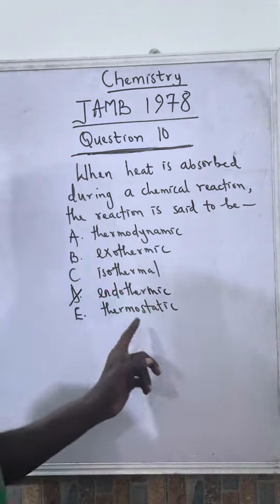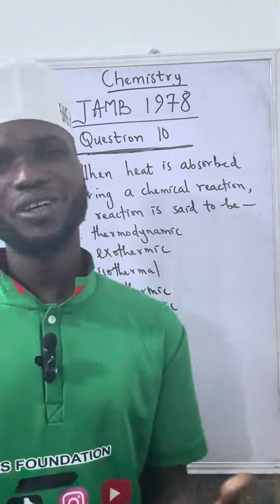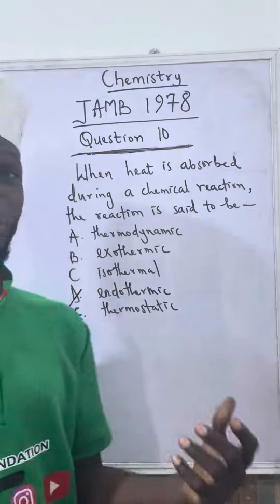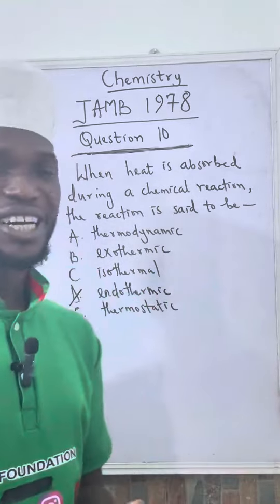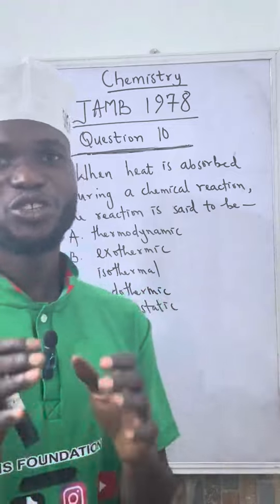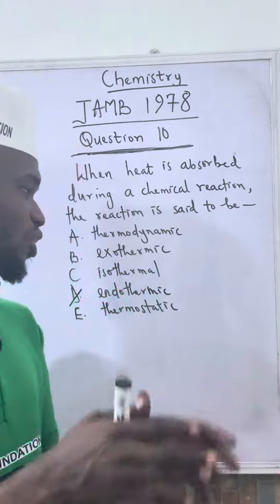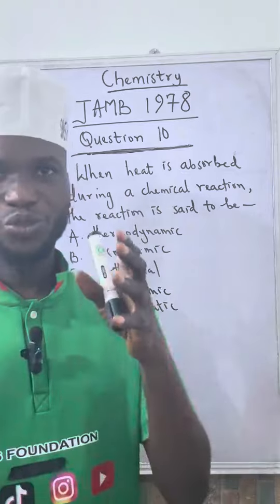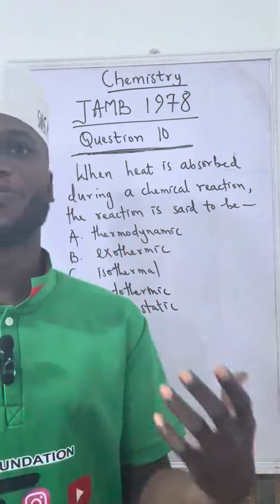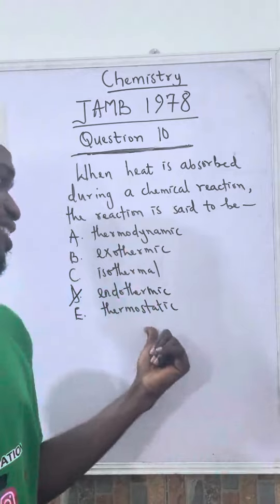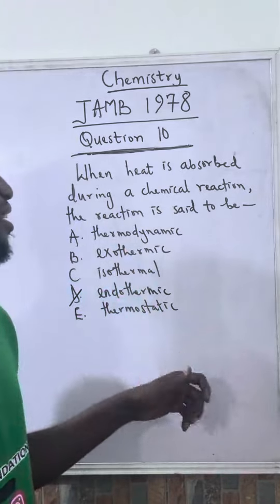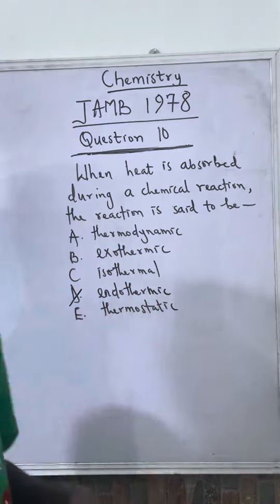But when we talk of thermostatic, this is also not a type of reaction. It always refers to something like a thermostat. A thermostat is a device used to keep temperature constant, just like your thermos flask. So that's a good example of where we have something like this. So all right, the correct answer is D. Thank you.